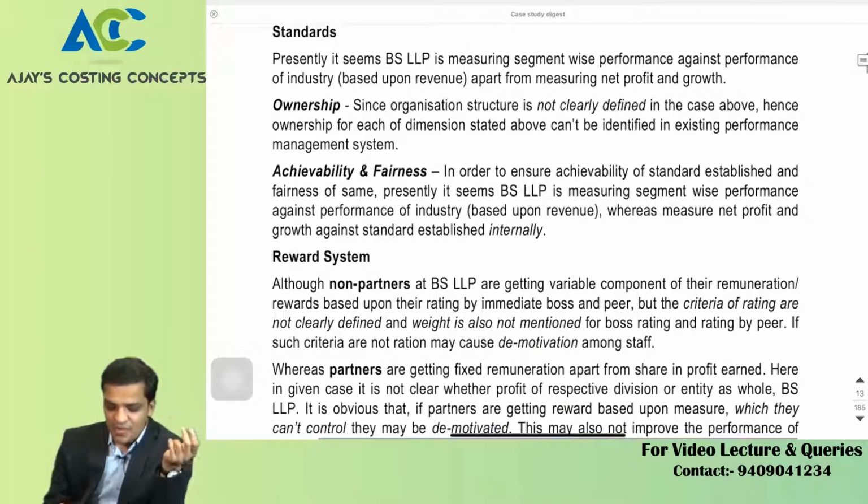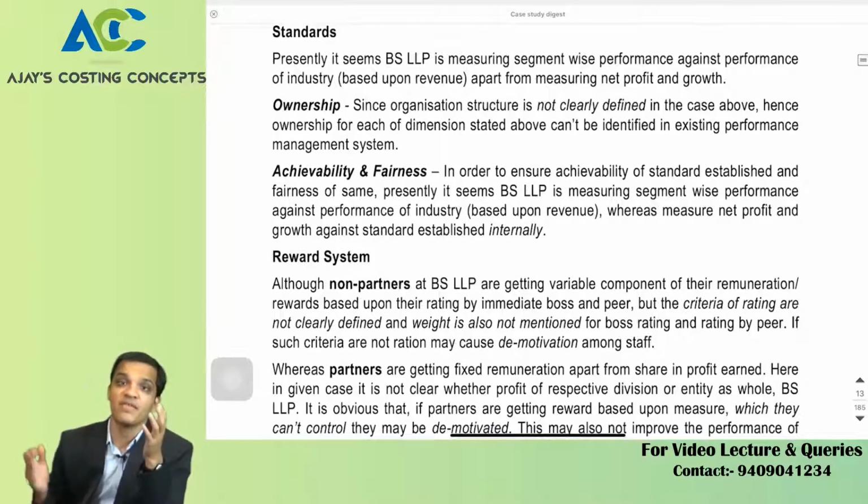Standards. BSLLP seems to be measuring segment-wise, right? They have different segments: taxation, business consultancy, accounting, auditing, performance industry, and apart from that, measuring net profit and growth.